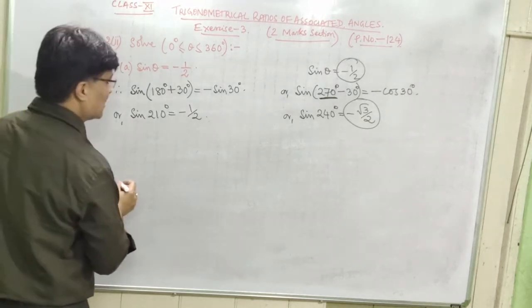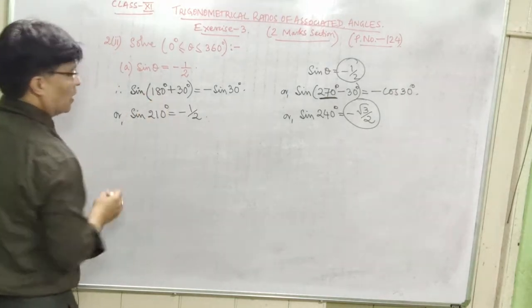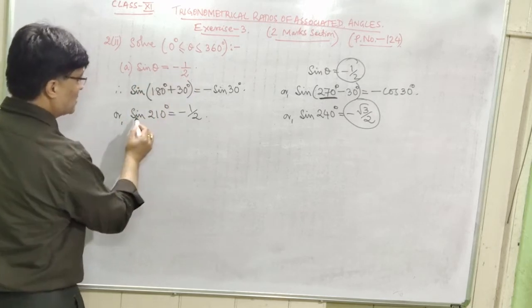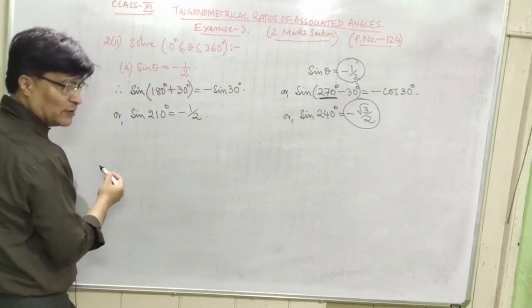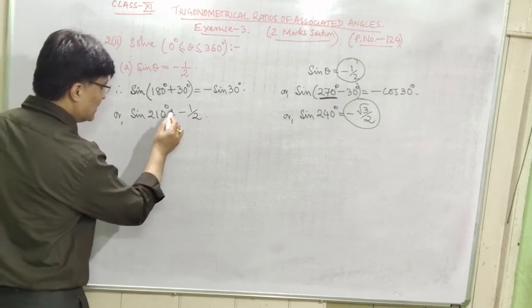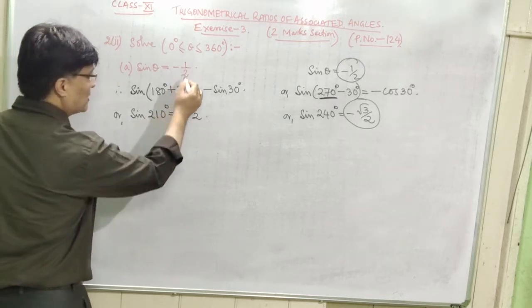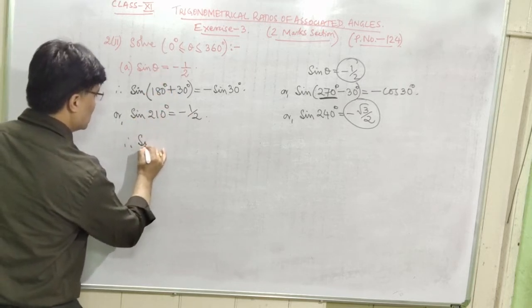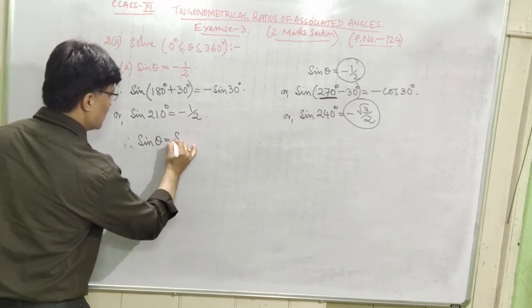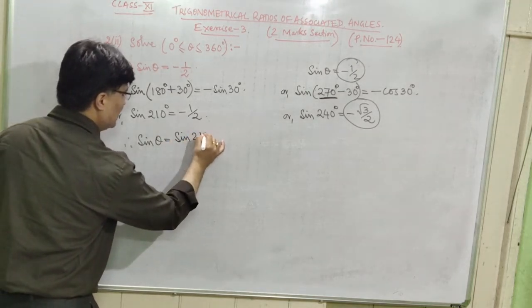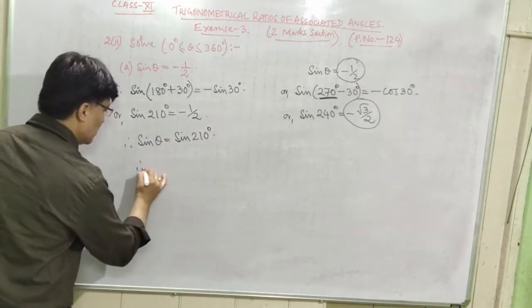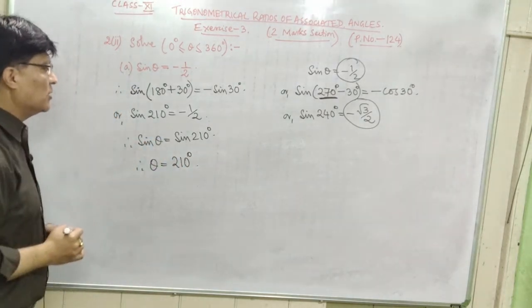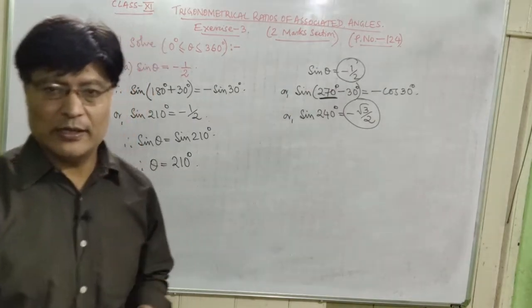So now let us do this problem. If sine theta is equal to minus half, sine 210 degrees is also minus half. So the value for sine 210 degrees is minus half. If right hand sides are equal, the left hand sides must be equal. Therefore, sine theta is equal to sine 210 degrees. So therefore you can cancel this sine. What is the value for theta? So theta is equal to 210 degrees. So I think you have understood it.